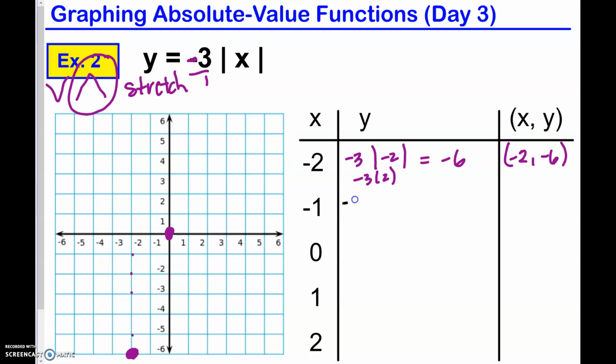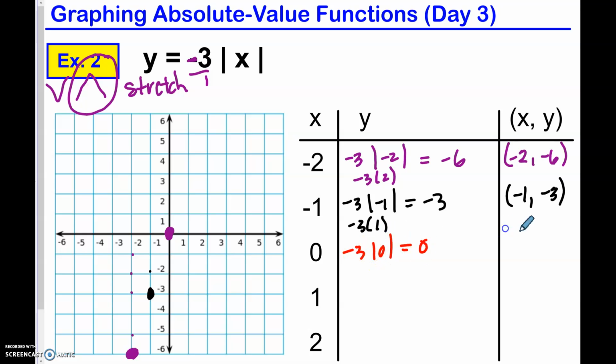All right, so now we're going to plug in a -1. The absolute value of -1 is 1. So -3 times 1 is -3. So we plugged in a -1 for x and we got out a -3 for y. So -1, 1, 2, 3. All right, we're going to plug in a 0. So the absolute value of 0 is 0. 0 times anything is 0. So we have the ordered pair 0, 0. And we kind of thought it was going to go through that point.